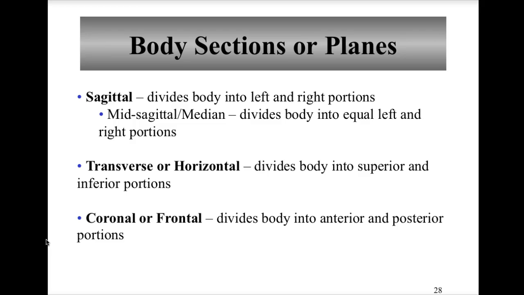Body sections or planes can be further divided. These refer to cuts. A sagittal cut is going to divide the body or organ into both a left and right portion. If it's mid-sagittal, you'd say that's a median cut in the middle, which would give you equal right and left portions. A transverse or horizontal cut is going to divide the body or organ into superior and inferior portions. A coronal or frontal cut is going to divide the body or the organ into both anterior and posterior portions.